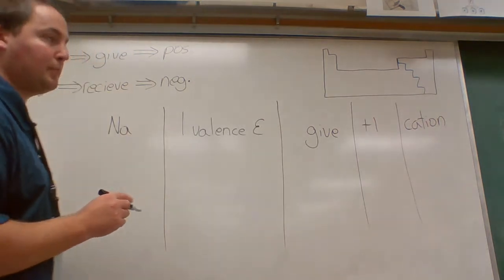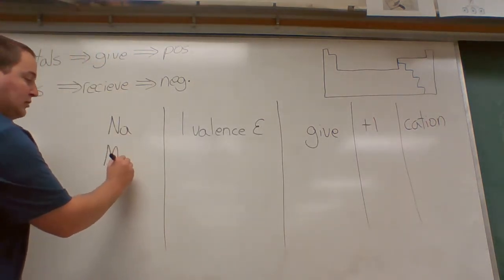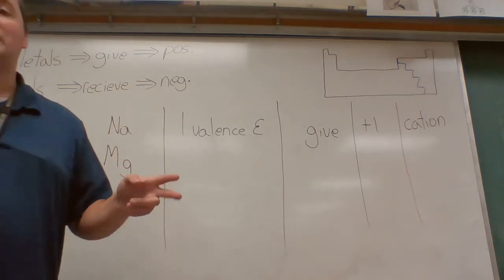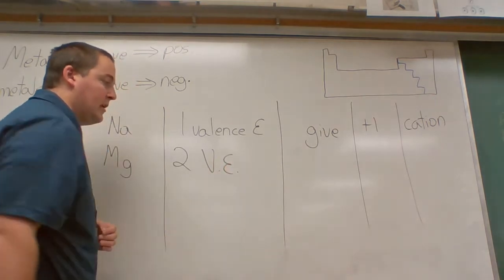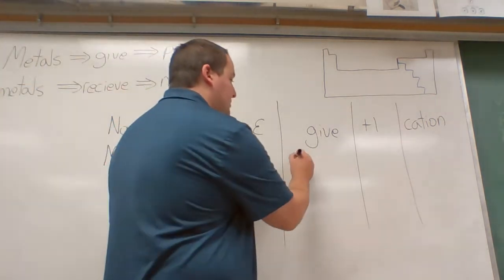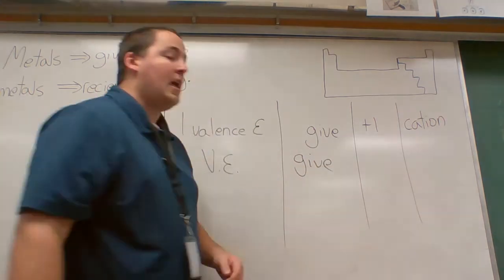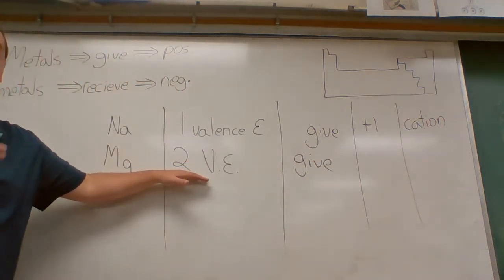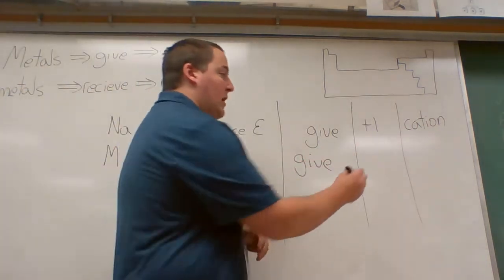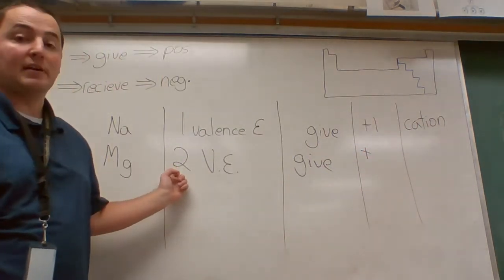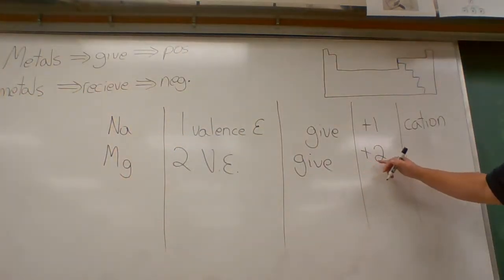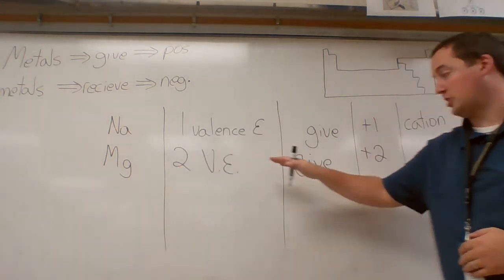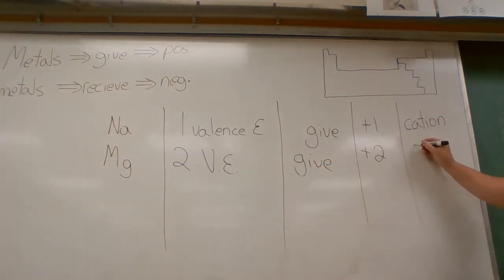Let's look at another example. Let's look at the element right next to sodium, Mg. Mg is in column 2, which means it has 2 valence electrons. And because it's on the left side, it's a metal, which means it's going to give them away. Since it has 2 valence electrons, it's going to give away both. And since it has 2 to give away, it's going to become a +2 charge. So it's +2 because it had 2 valence electrons to give away, which means it's now going to be a cation as well.